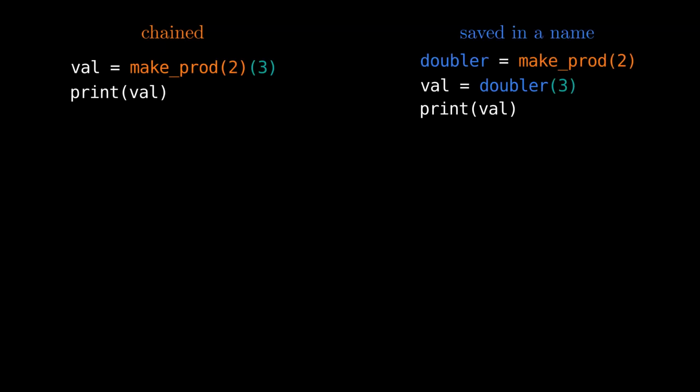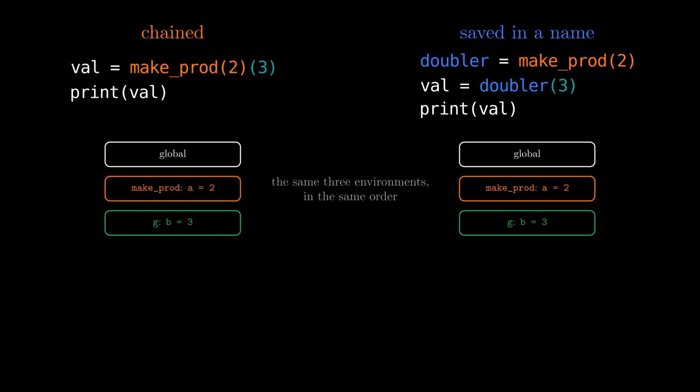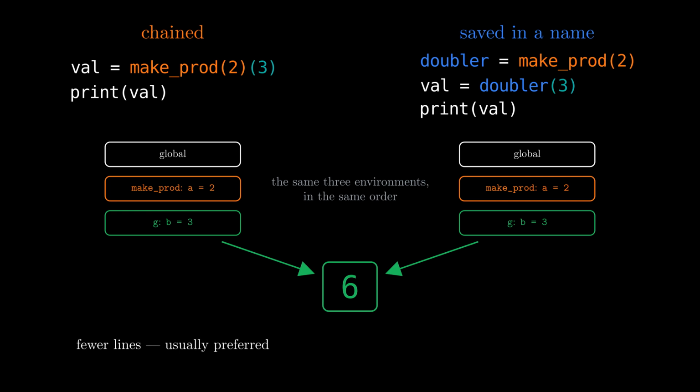There is no particular reason to prefer this two-line version over the chain. Both build the same environments in the same order and both produce 6. In practice, you would usually reach for the chained form simply because it costs fewer lines of code. The intermediate name earns its place as a teaching aid. It makes the returned function visible, sitting in a variable with a label, instead of vanishing into the middle of one dense line. With a little practice, the chained form becomes just as easy to read.